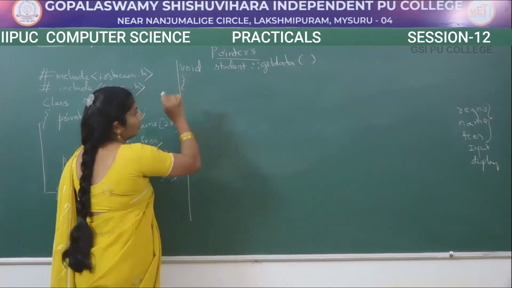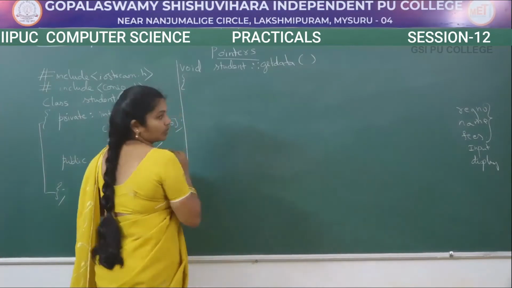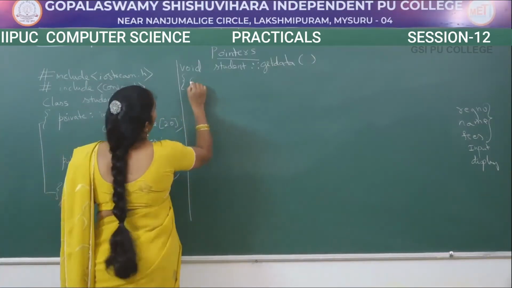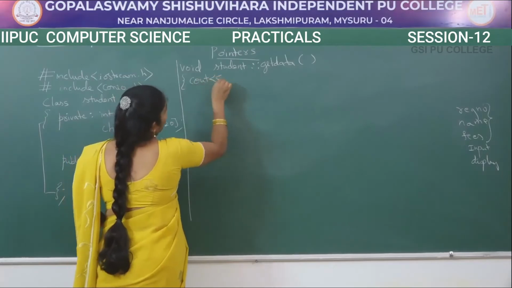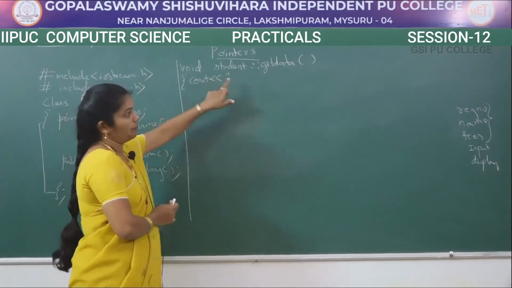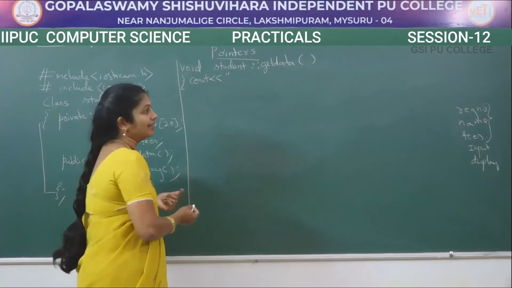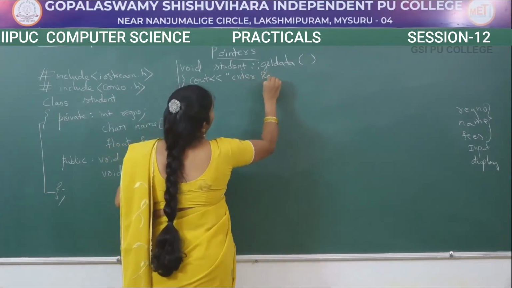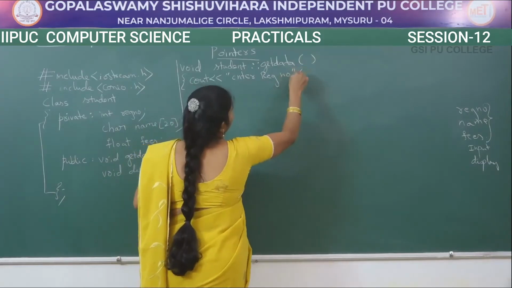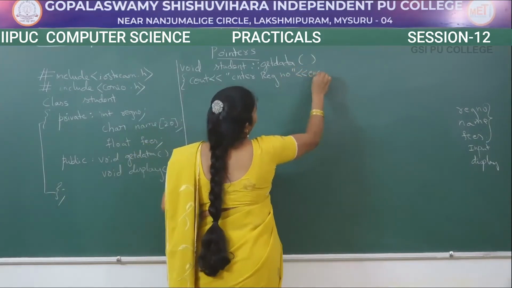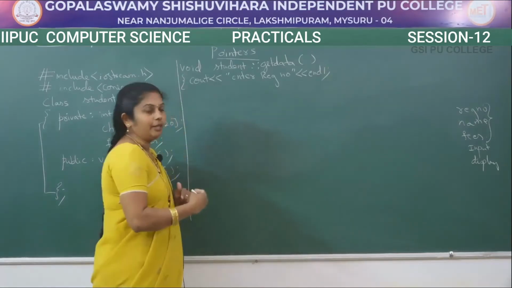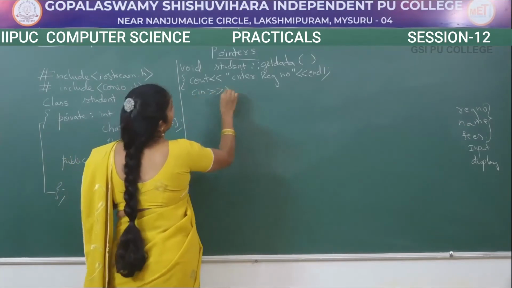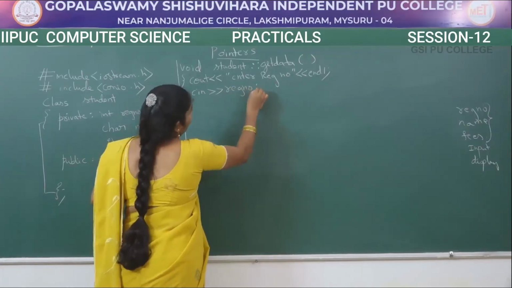Next, input all the values. What things do we have to perform? We have to input all the values. First, cout, insertion operator, inside the double quotes write: Enter register number. To move the cursor to the next line, use endl. Input that value: cin extraction operator, regno.